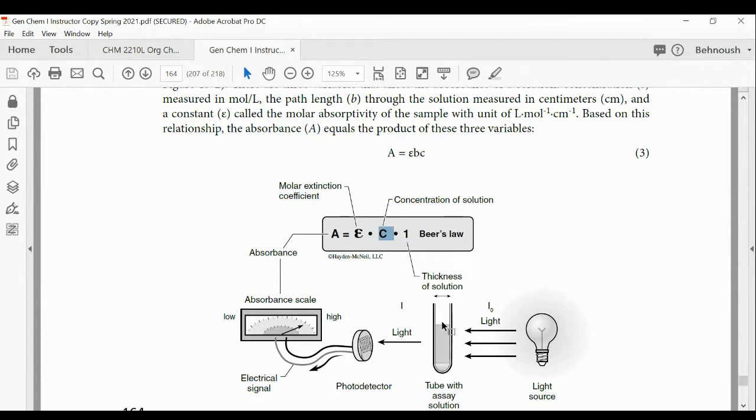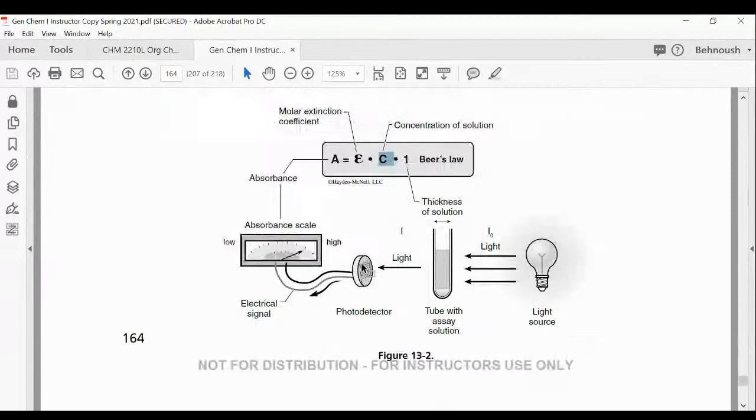One is the path length, the pathway of the light, or the thickness of the solution, or basically how long the light is traveling through the solution. So if the diameter of the test tube is 1 centimeter, that's what we have: 1. C is the concentration of the solution, and this epsilon is basically a constant number.